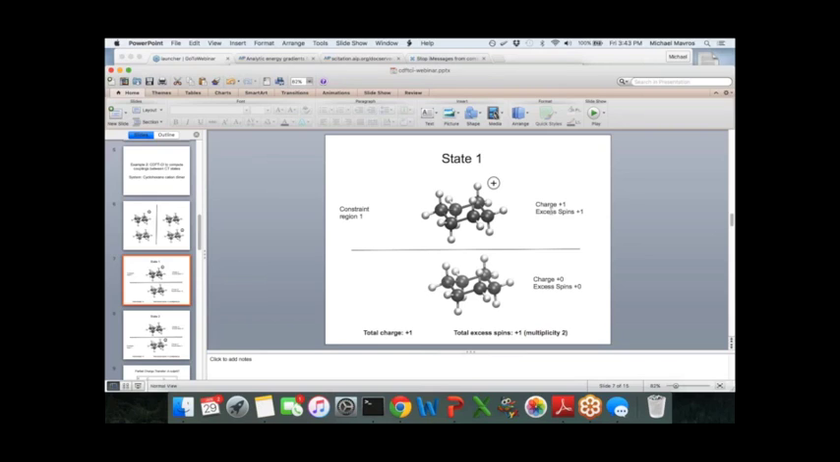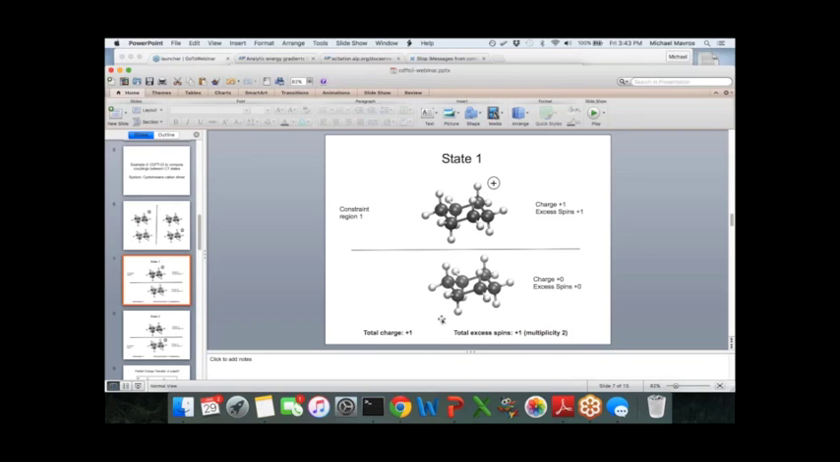Okay, so the other region is normal cyclohexane. It's a neutral singlet, so it will have no excess charge and no excess spins. Again, the charges on both of the states sum up to the total charge that we specify in our Q-Chem input, and the total number of excess spins have to sum up to the number of excess spins implied by the spin multiplicity that we give to Q-Chem.